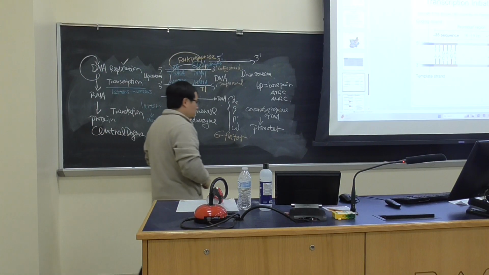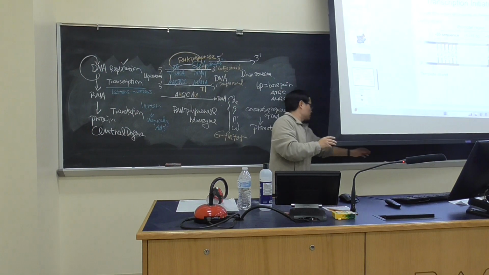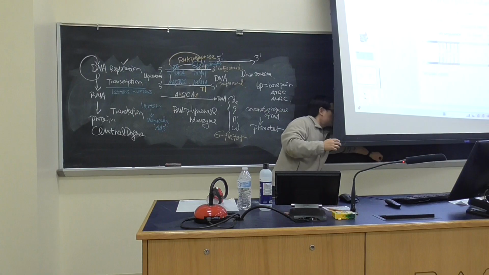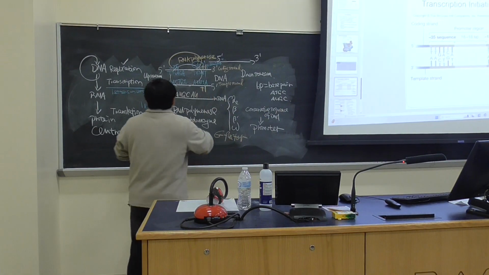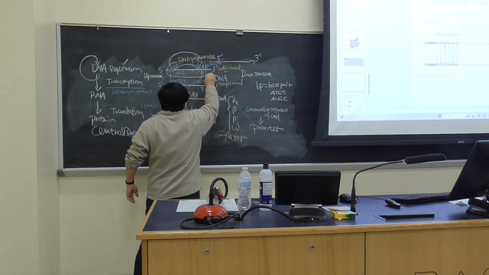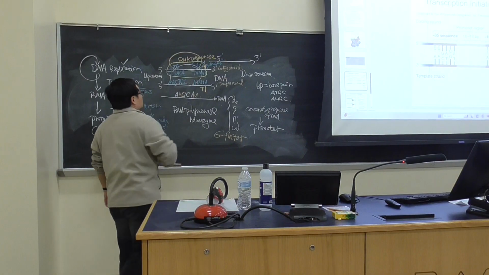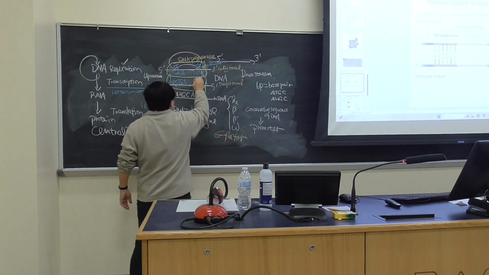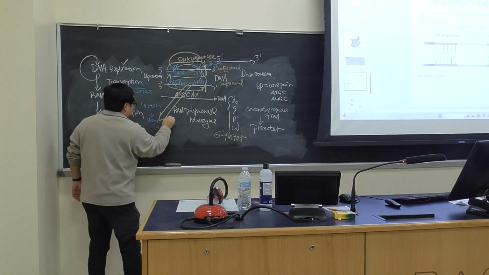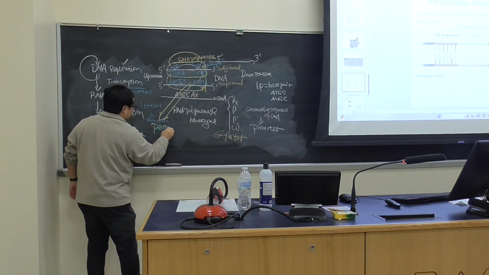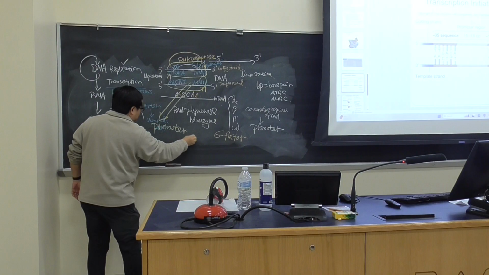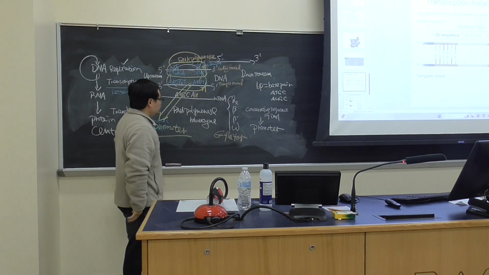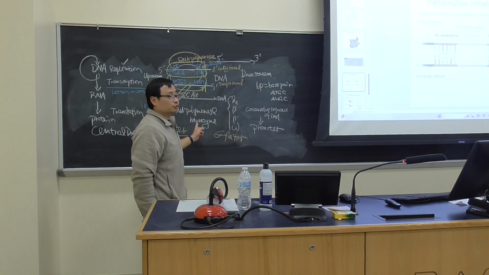And the distance, the whole section between -10 and -35, this is called the promoter. This is where all your polymerases start to recognize.